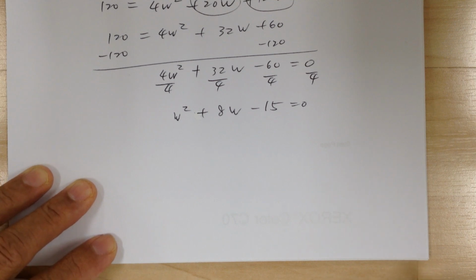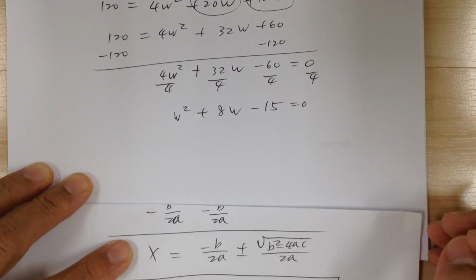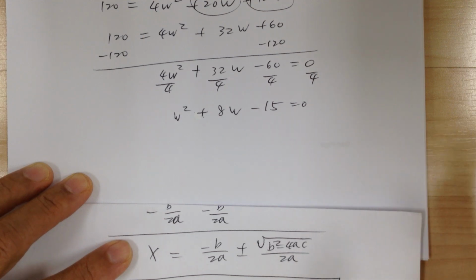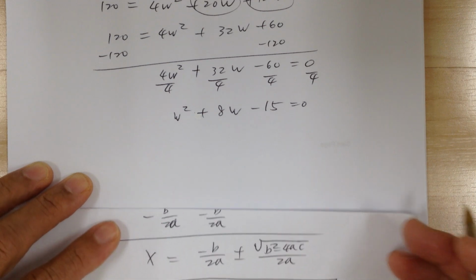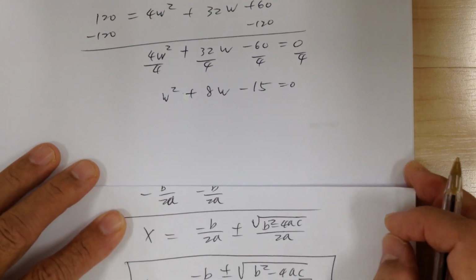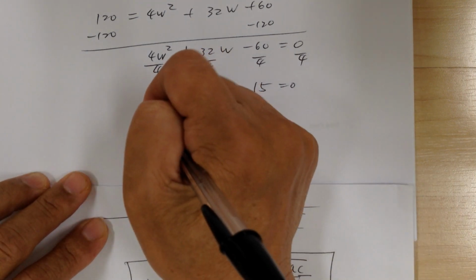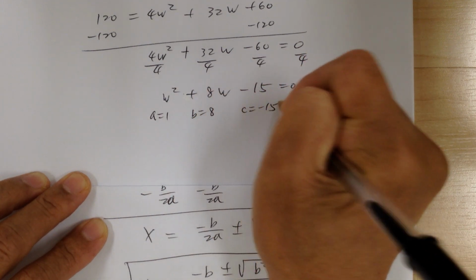Now, factoring is quicker, it's easier, but you cannot do factoring on every problem because some problems are not factorable. Quadratic you can use for any problem, but it's more messy. So it depends on the problem. Sometimes one method is easier than the other, and vice versa. So you got A equal to 1, B equal to 8, C equal to negative 15.